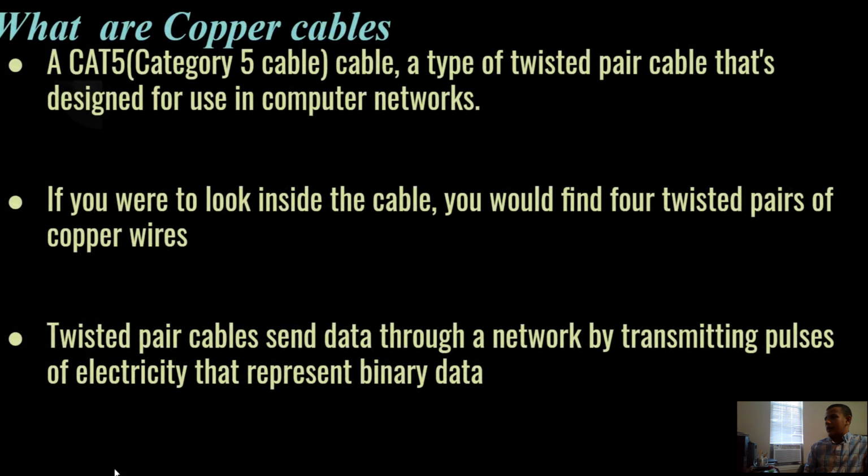Now, copper wires. So a Category 5 cable, or a Cat 5 cable. Ooh, that's a mouthful. It is a type of copper wire with twisted pairs in the cable, and it's designed for use in computer networks. These are Ethernet cables, if you've seen any of them, which we'll look into in more detail in future lessons. But if you were to look inside the cable, you would find 4 twisted pairs of copper wires. Twisted pairs of cables send data through the network by transmitting pulses of electricity that represent binary data.